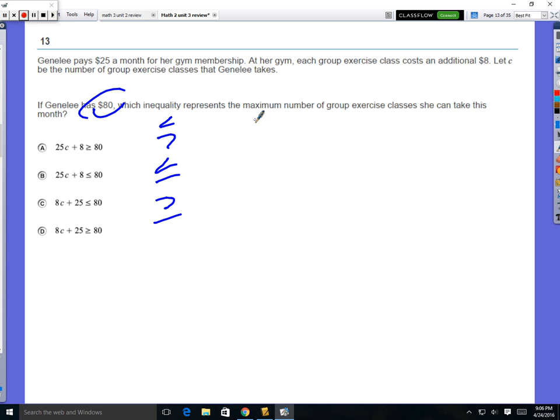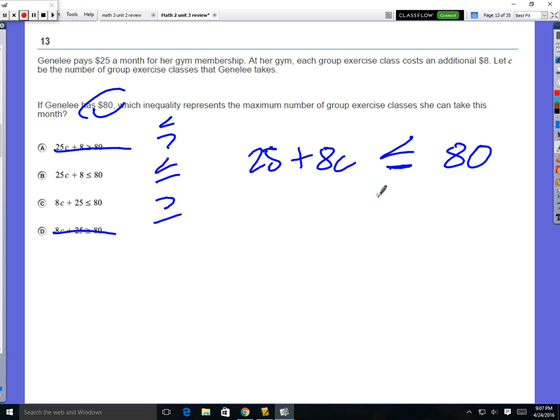So she can take no more than $80 worth. She's got to keep it under $80. So that is less than or equal to 80. So we are going to kill this one and this one. And it's $25 flat plus $8 for every class. So we're going to go C.